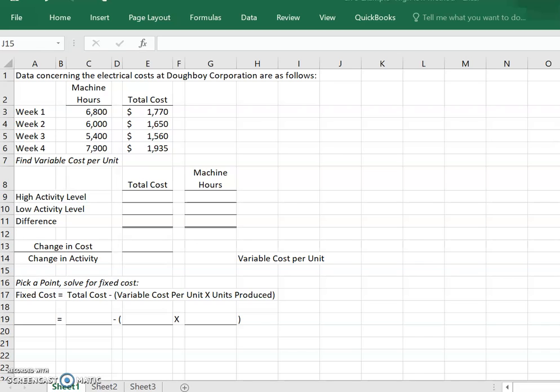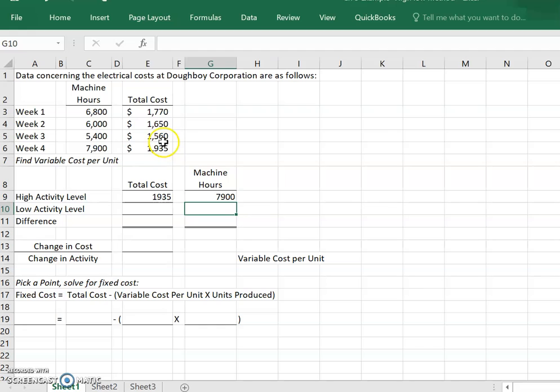For the high-low method, they're going to give you a set of data, as this chart does here. From that data, you're going to pick the highest point and the lowest point. And we'll look at total cost. Total cost here tells me my highest point is this 1935. So my high activity, I'm going to put my high cost here, and I'm going to put the machine hours that match with that here.